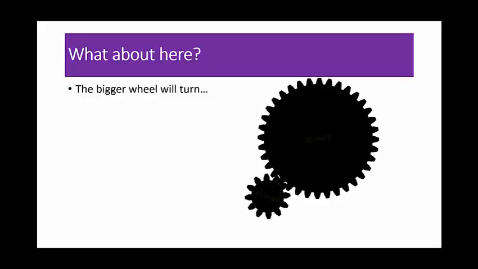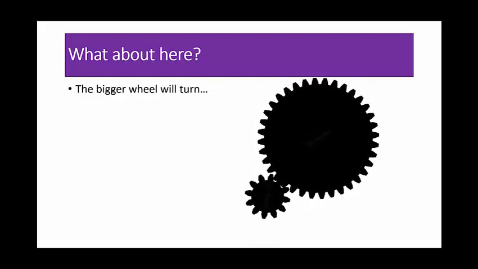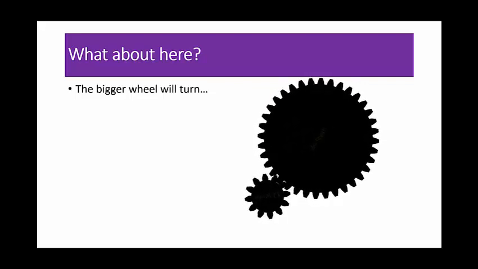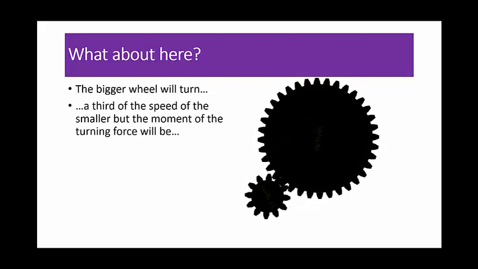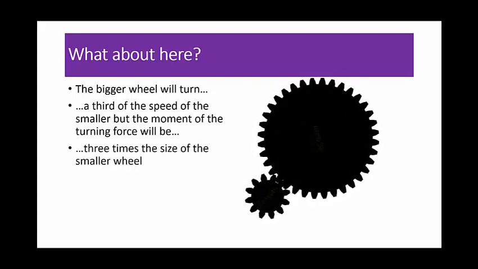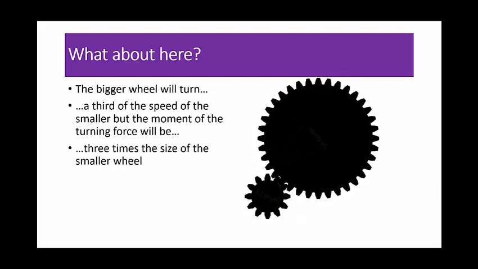How about here? Well, in this case, the bigger wheel is turning at a third of the speed of the smaller wheel, but the moment is 3 times that of the smaller wheel.